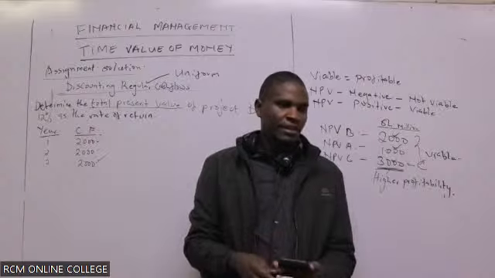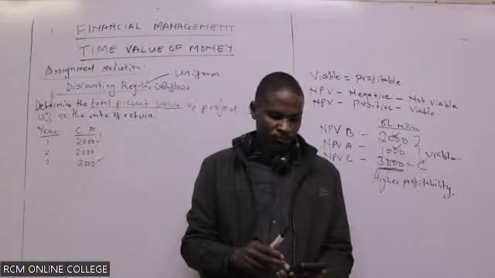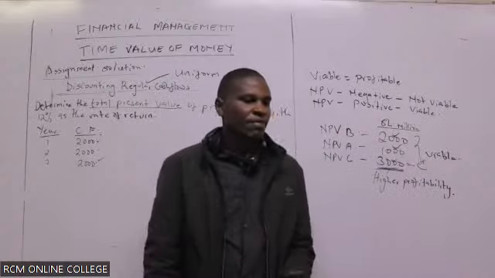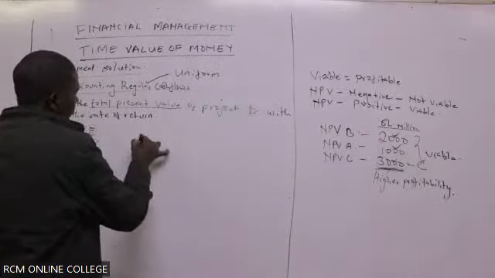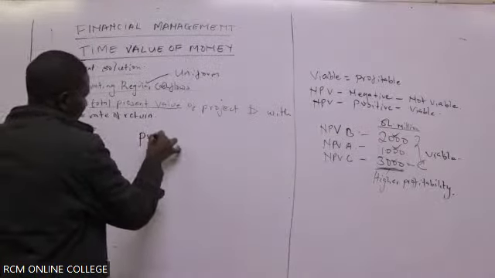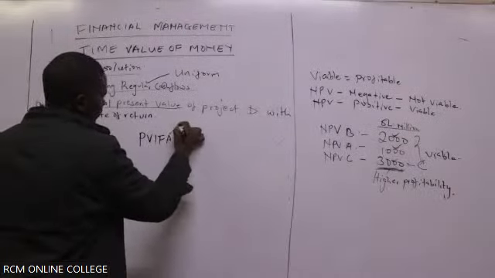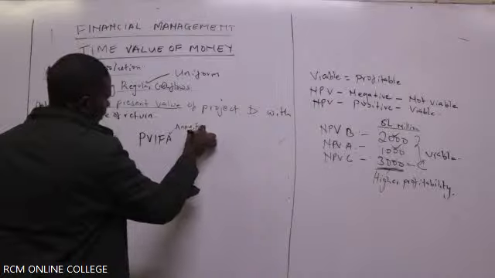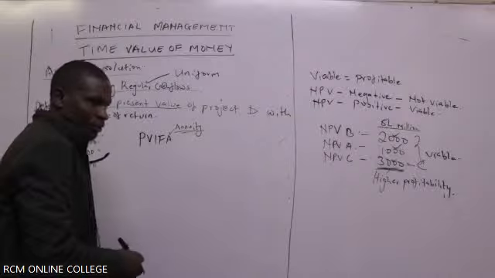Somebody to remind us, just reminding ourselves. Which factor? PVFA. Present value interest factor of annuity. What changes here is that we have an annuity. Annuity stands for uniformity.